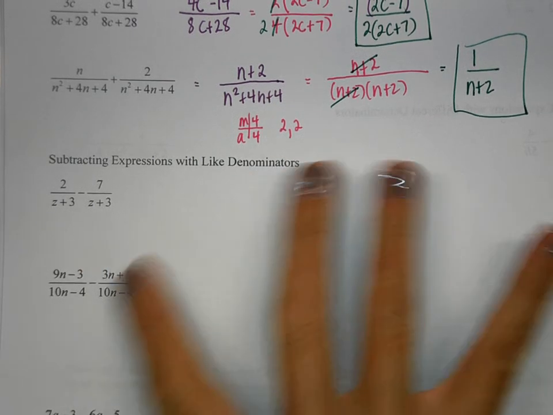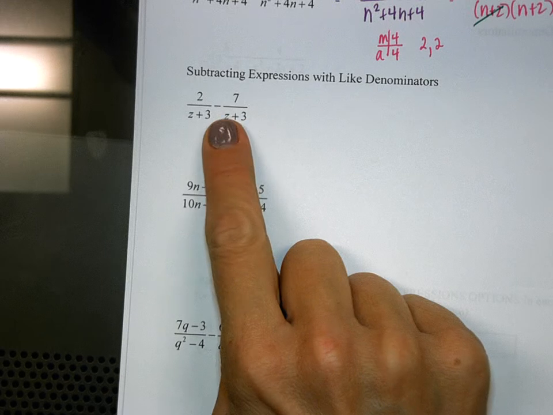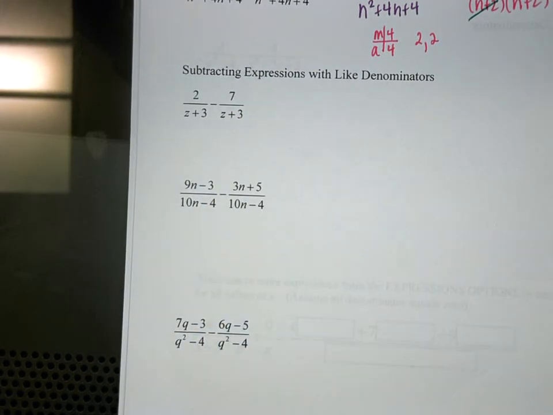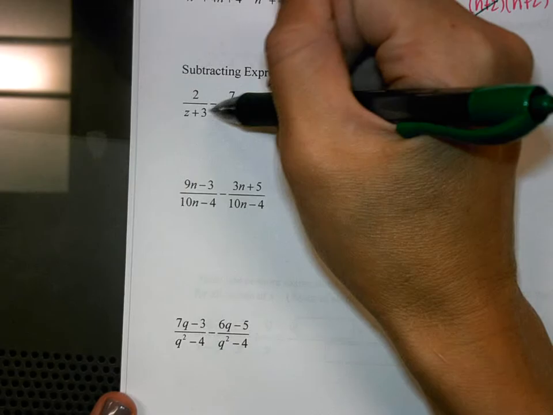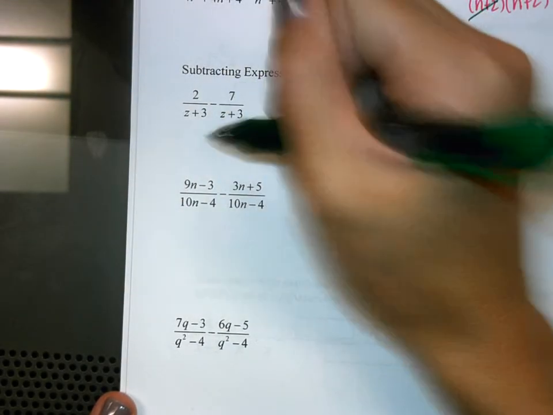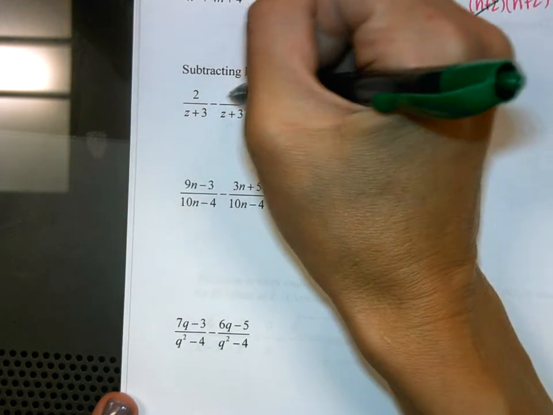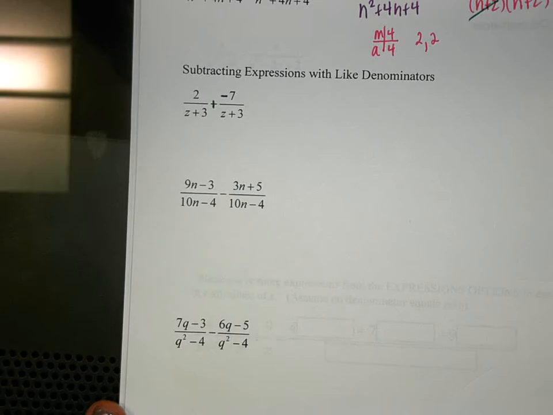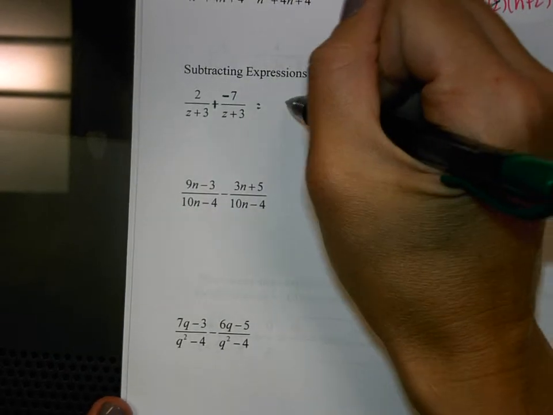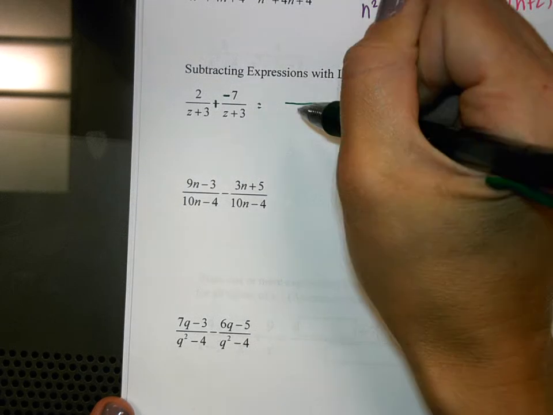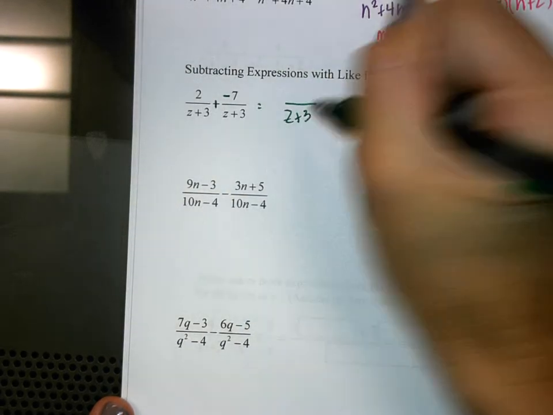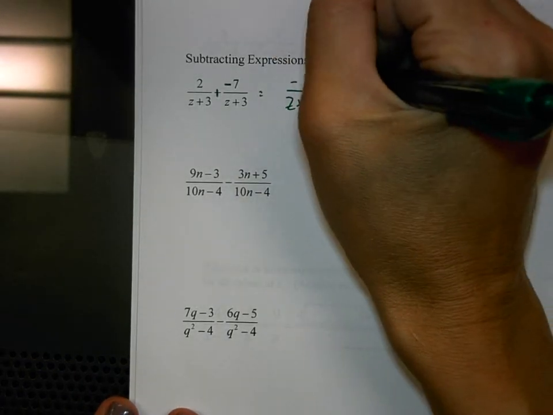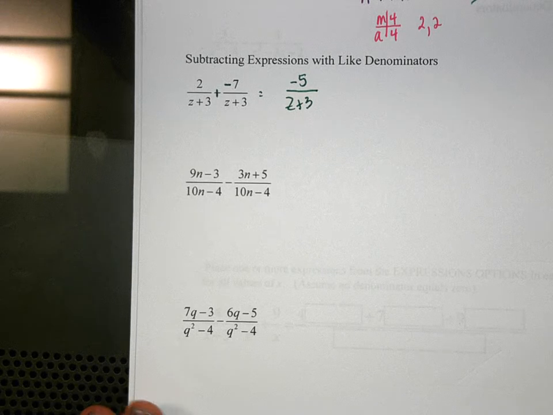Okay, so on this next part, you're going to notice that they are now like denominators that are subtracting. So again, when you have a subtracting sign, you're going to take that minus sign and distribute it up to the top. So in this case, the 7 is going to become a minus, and then we change this to a plus. We have a like denominator, so my denominator is going to be what? Good, z plus 3. And then what is 2 minus 7? Good. Can I reduce anything? No.